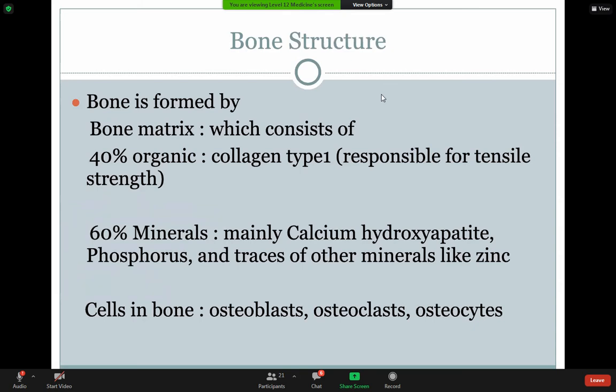So bone structure: the bone is formed of bone matrix, which consists of 40% organic. Okay, so 40% of the bone matrix is organic and is collagen type 1, which is responsible for the tensile strength. 60% is minerals, mainly calcium, hydroxyapatite, phosphorus, and traces of other minerals like zinc. Cells in bone are osteoblasts, osteoclasts, and osteocytes.